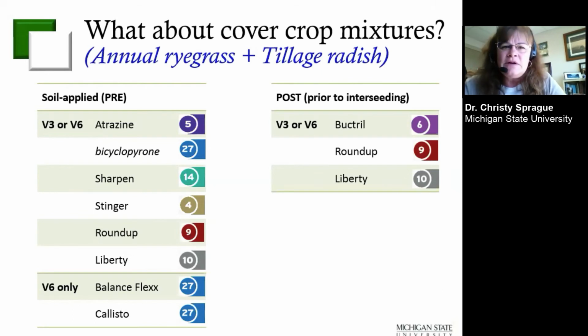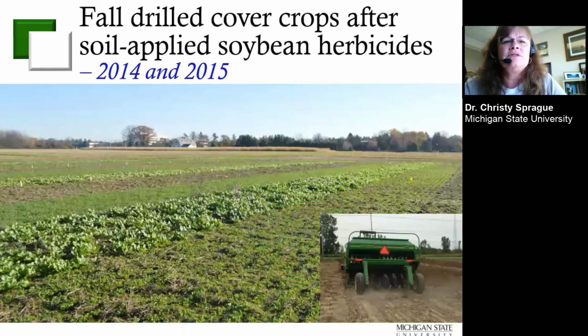We did look at several other cover crops, but some of them are a little bit harder to establish in a broadcast interseeded system. So where we feel very good about a lot of our herbicide work is with these two cover crops. The next thing I want to talk about is some of the work that we've done looking at fall drilled cover crops and some of the different soil applied soybean herbicides that can be used.